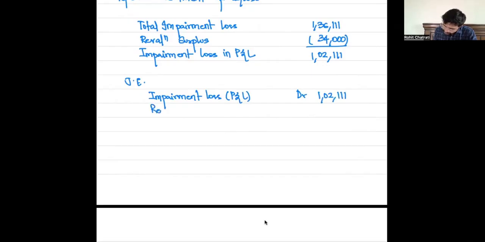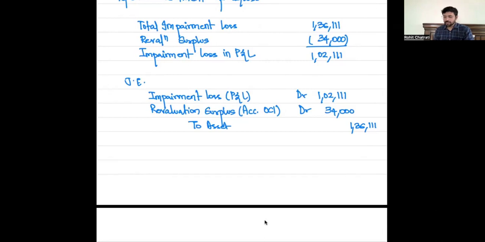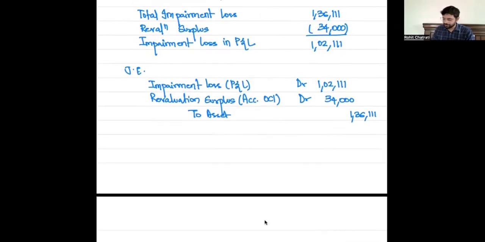We debit revaluation surplus, which is a part of accumulated OCI, by 34,000, and we credit asset by 1,36,111. The asset's value in total is coming down by 1,36,000, but that entire 1,36,000 is not going to be charged to the P&L account. A portion of it is going to be charged to the revaluation surplus, which is 34,000, and the remaining alone will be charged to the P&L account, 1,02,111.